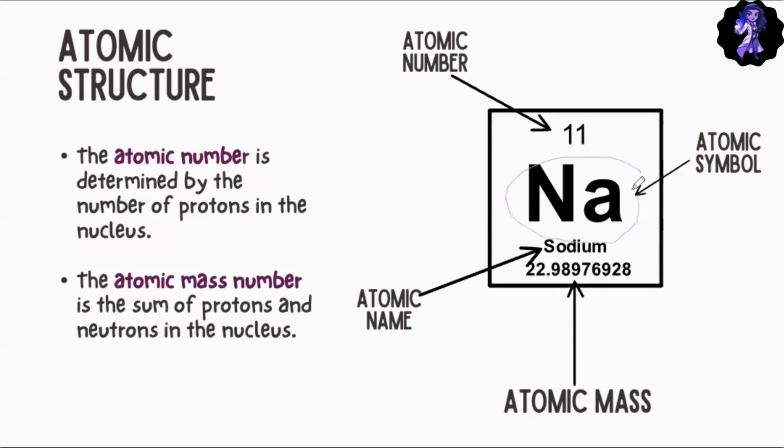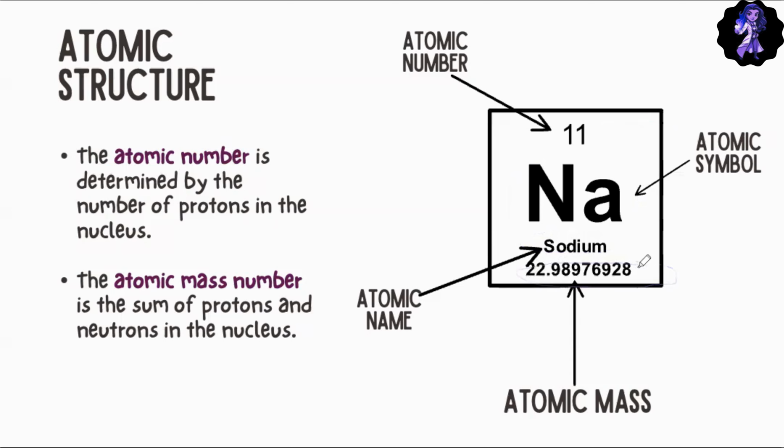You have a symbol here that is called the atomic symbol. This just is your element on the periodic table. So in this case, it's Na, which is another way of saying sodium. So the atomic name sometimes can be listed right below. So you can see sodium here. And then you see this number here.